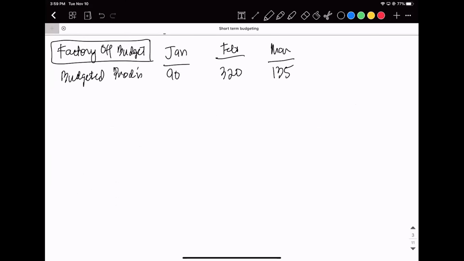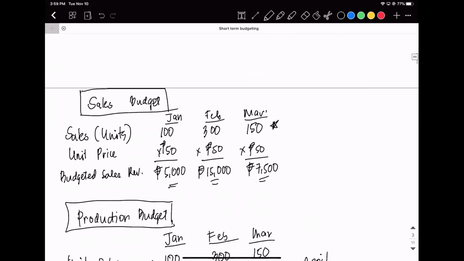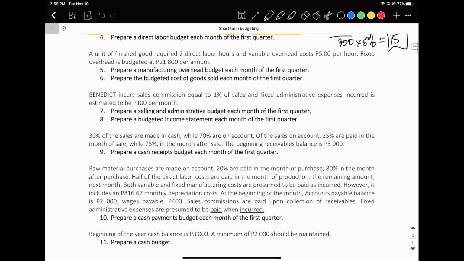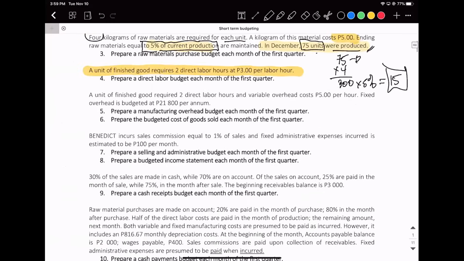Okay, so for variable, kanina, kita natin, the basis of variable overhead is direct labor hours. So that's 2, and it costs 5 pesos per hour. Fixed overhead is budgeted at 21,800 per annum. Okay, so tandaan niya na 21,800 per annum.